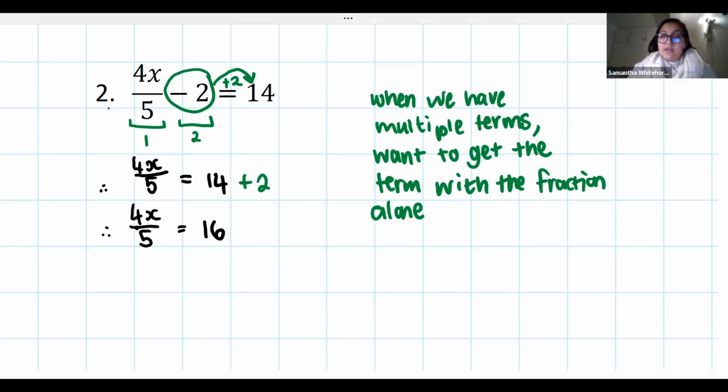So I want you guys to finish this one for me. We've got 4x over 5 equals 16. I want you to finish solving for x and tell me what x is equal to.